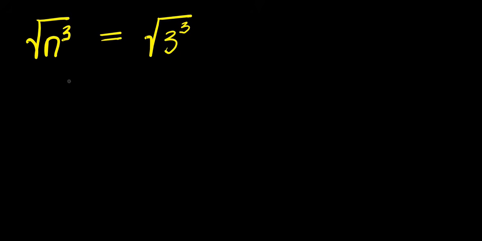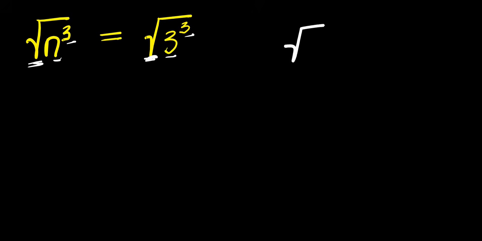Hello, how to solve this radical problem? This is square root of n to the power of 3 equals square root of 3 to the power of 3. We are solving for all values of n that satisfy this equation, both real values and complex values. Now, there's a square root here and there's a square root here. We need to express this in another form.